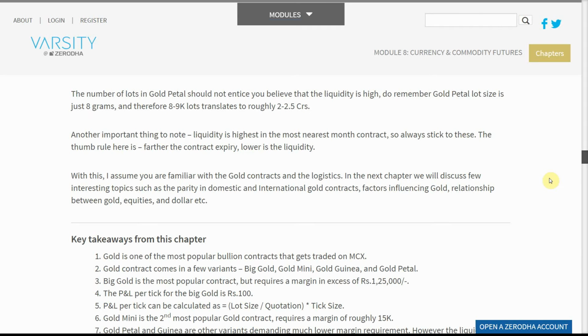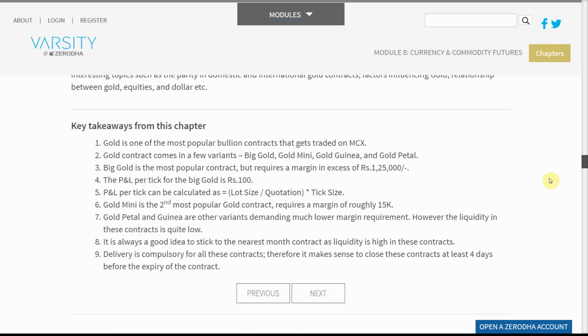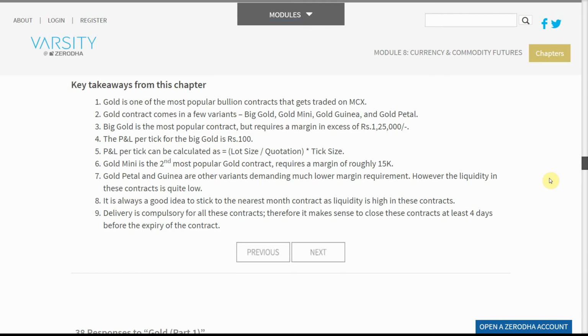Another important thing to note, liquidity is highest in the nearest month contract. So always stick to these. The thumb rule here is, the farther the contract expiry, the lower the liquidity. With this, I assume you are familiar with the gold contracts and the logistics. In the next chapter we will discuss a few interesting topics such as the parity in domestic and international gold contracts, factors influencing gold, relationship between gold, equities, and dollar, etc.